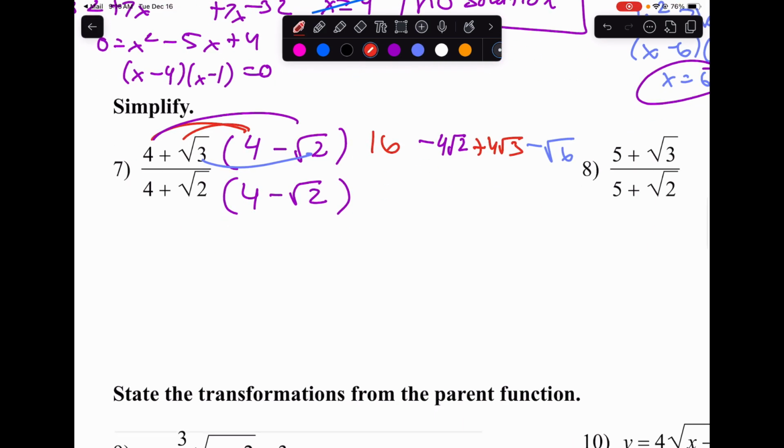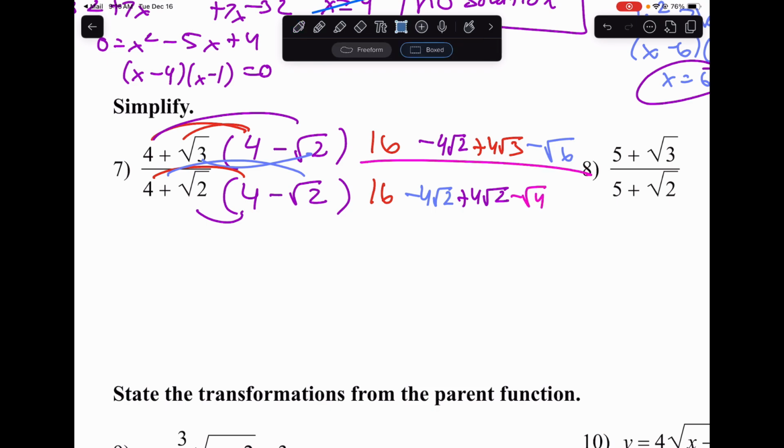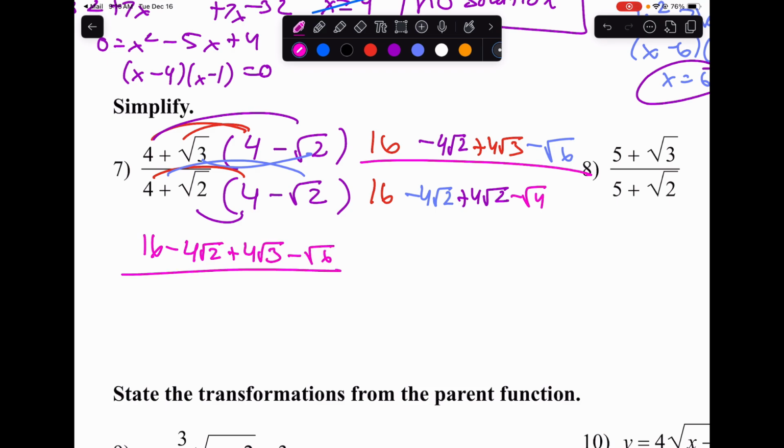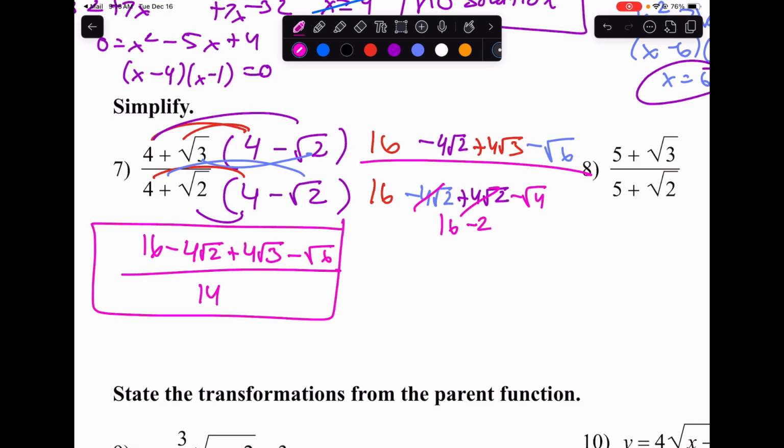And then in the denominator here, let's see, I get 16 minus 4 root 2 plus 4 root 2, and then minus square root of 4. So in the numerator, I actually can't simplify this at all. So I get 16 minus 4 root 2 plus 4 root 3 minus root 6 all over, and these guys cancel, and I get 16 minus 2, which gives me 14, and this is my final answer here.